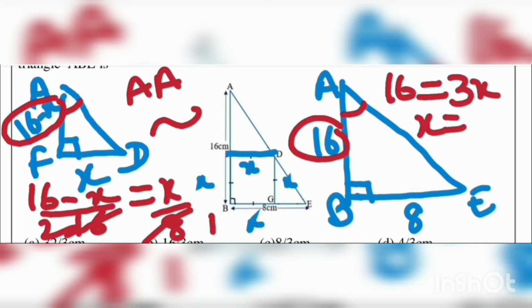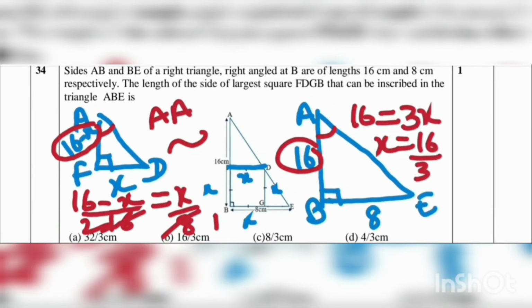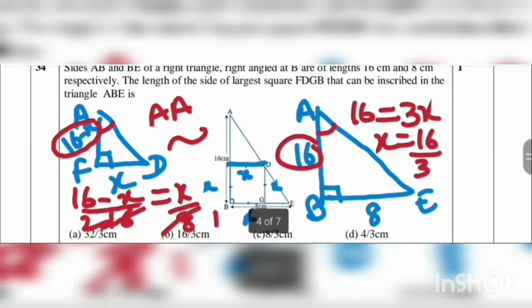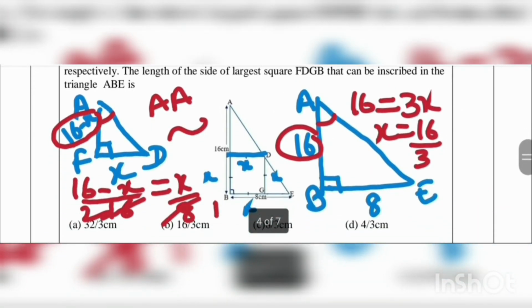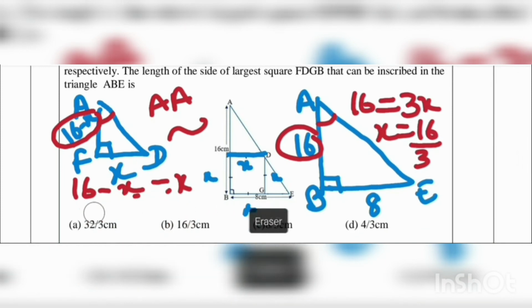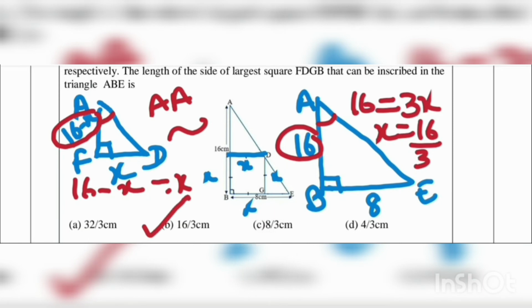So what they asked us in the question is, what will be the length of the square. The length of the square we have taken as x. So among the options, you can see that the x value we got is 16 by 3. So our answer is option B, in which we are getting 16 by 3. This is the correct answer. Now, next question.